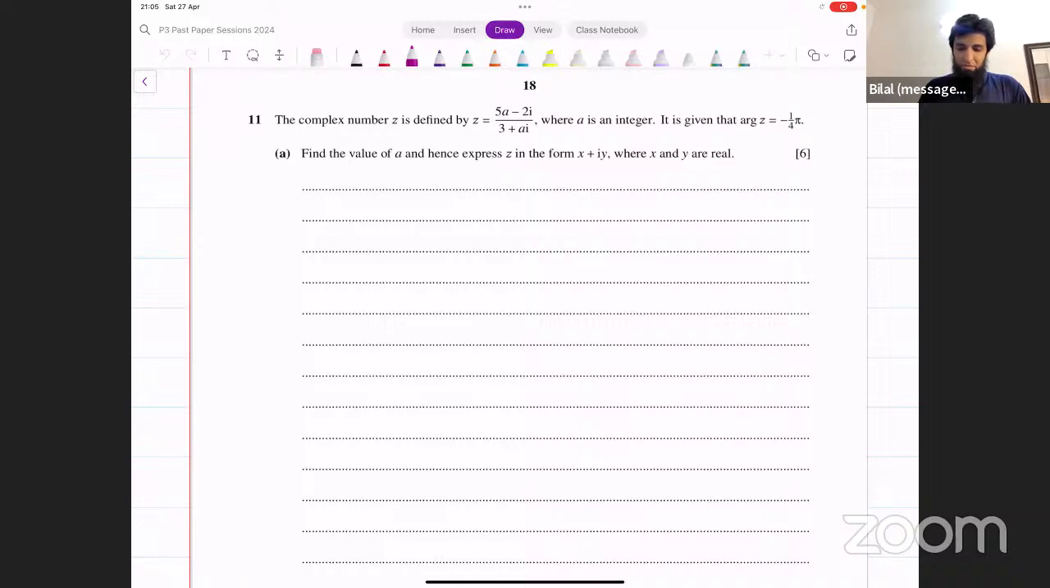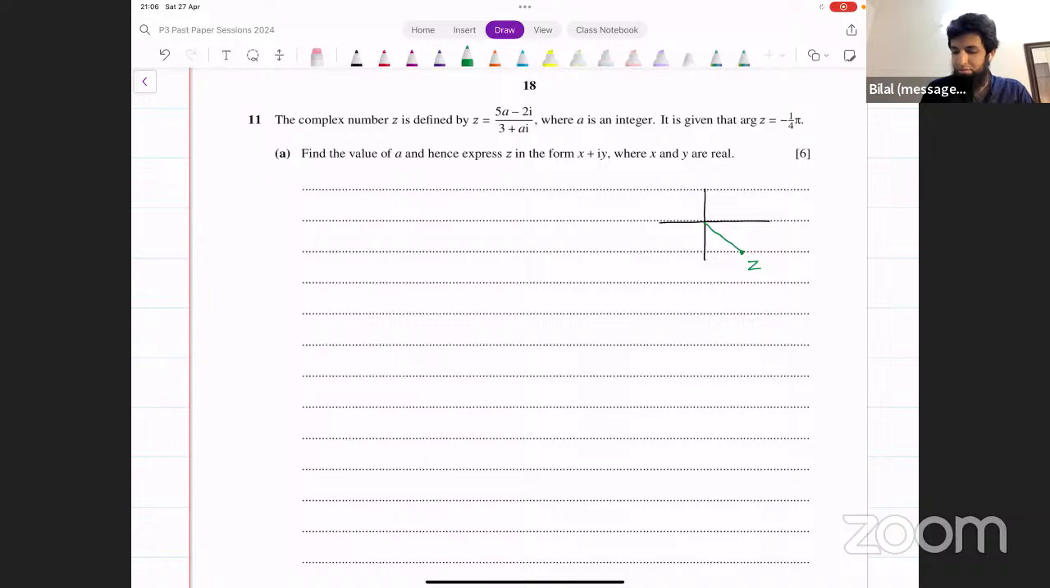Okay. So the argument of z is given to be minus pi over 4. Let's think about that. In which quadrant is that going to be? Minus pi over 4 argument, negative argument, acute. That's going to be here in the fourth quadrant. So this point z is going to be here in the fourth quadrant.